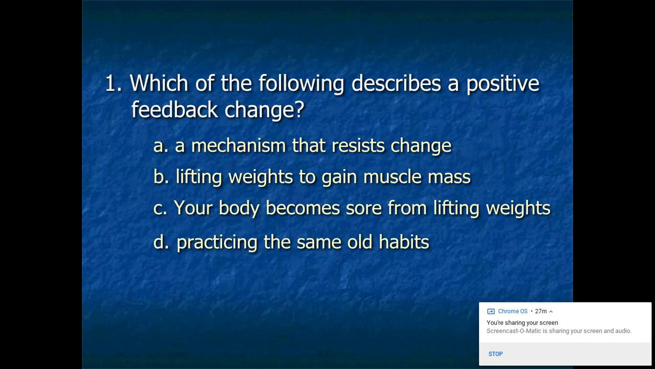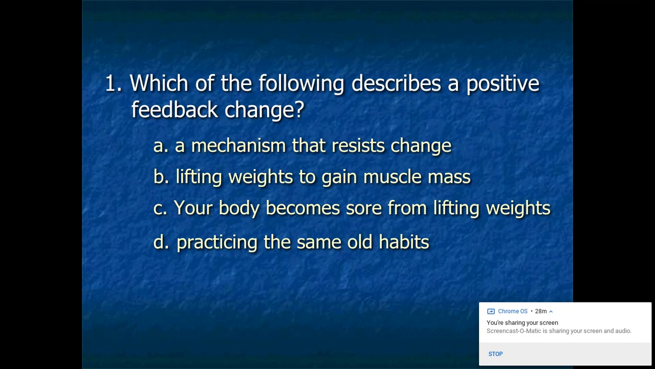So I put up a little question here, and we're going to read this question and decide. I'll just read the question: which of the following describes a positive feedback change? The choices that I'm giving you here are non-Earth science processes, but basically it's just to reinforce the meaning behind a positive and negative feedback. So again, which of the following describes a positive feedback change? A mechanism that resists change, lifting weights to gain muscle mass, your body becomes sore from lifting weights, or practicing the same old habits.